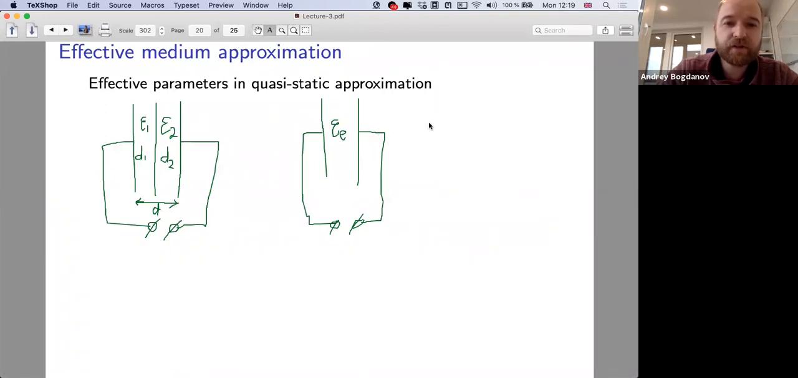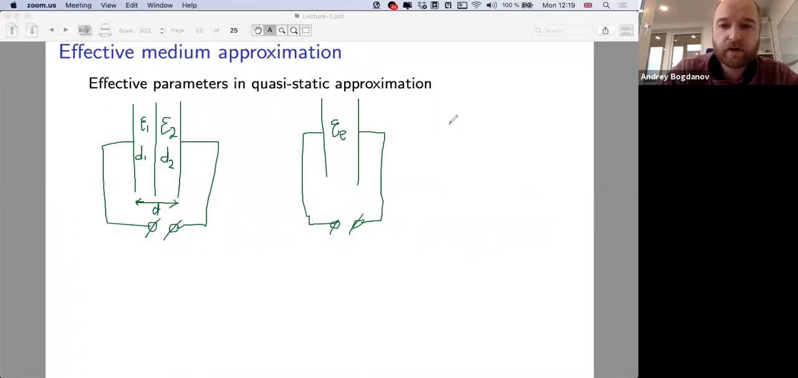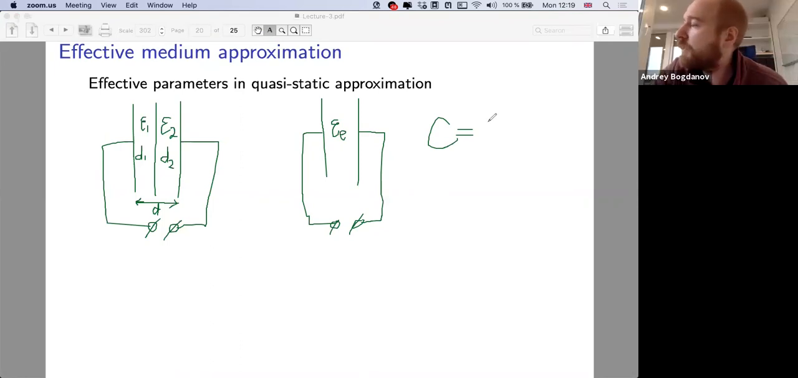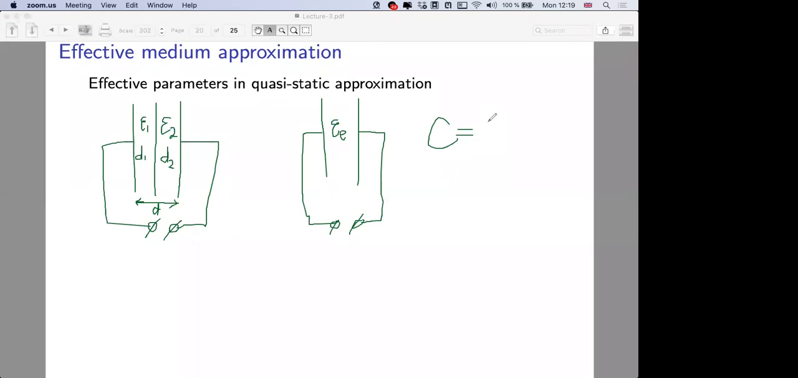What is the expression for the capacitance? What is it equal to? If you know, epsilon S over D, something like that. Yes, but okay, we can work with Gaussian units or with the standard system of units. Okay, in SI it is epsilon 0 epsilon S over D.